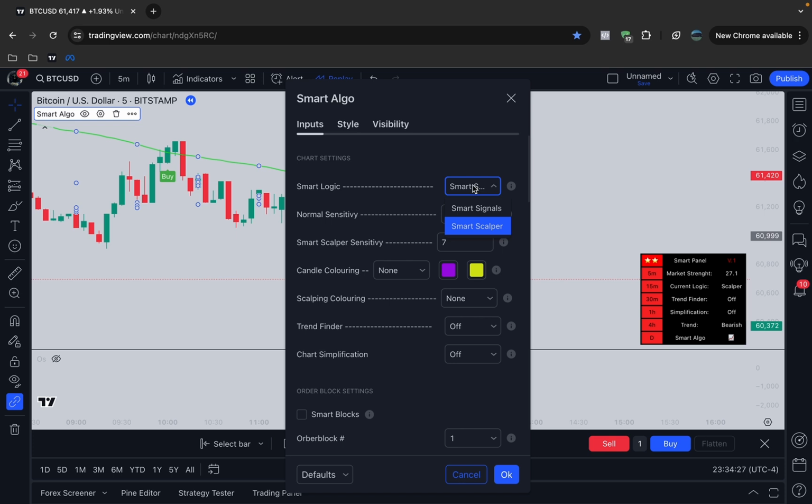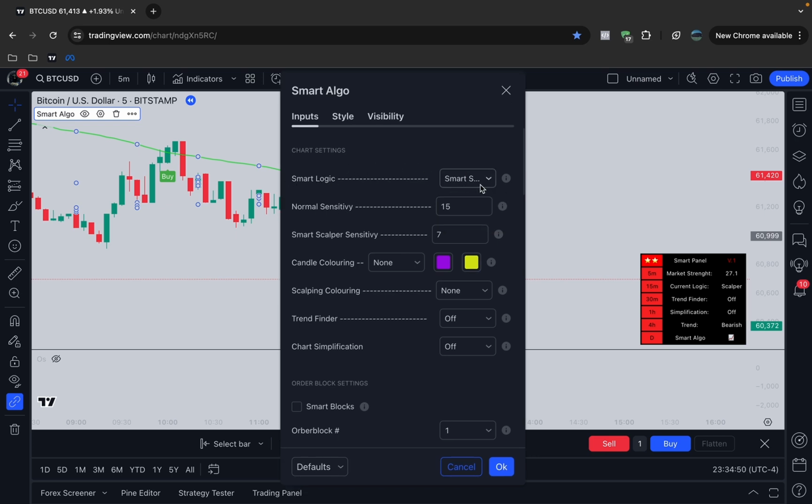Once you open the Smart Algo settings tab, you're going to go over to Smart Logic and you're going to want to change it from Smart Signals to Smart Scalper mode. Once you do that, guys, you can tweak the sensitivity however you like. If you want a guide on how the sensitivity works, make sure you join our free Discord and we have a guide over there for you. Or you can watch the Smart Algo course video, which should pop up on the screen somewhere.